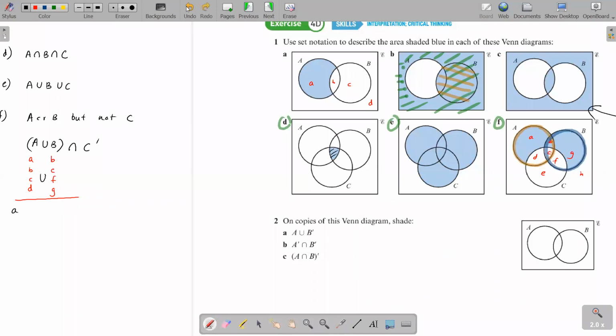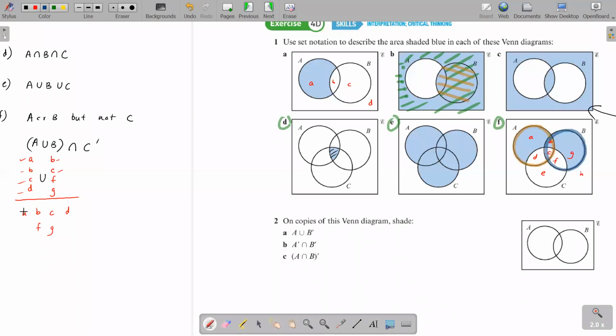So write everyone that belongs here. A is there, B is there twice, so don't include it twice. C is there twice, don't write it twice. D is there, F and G. So these are the regions coming for A union B. Are you guys with me?